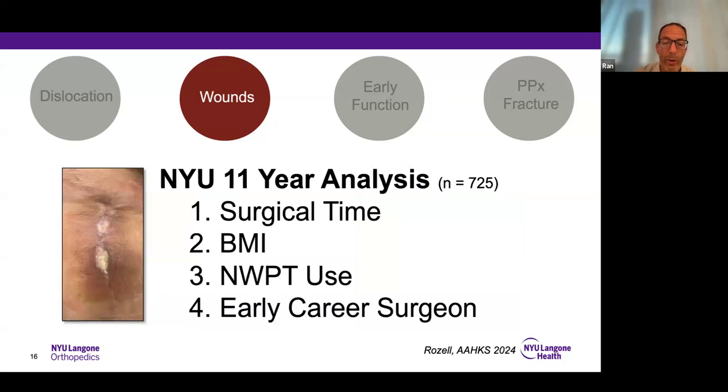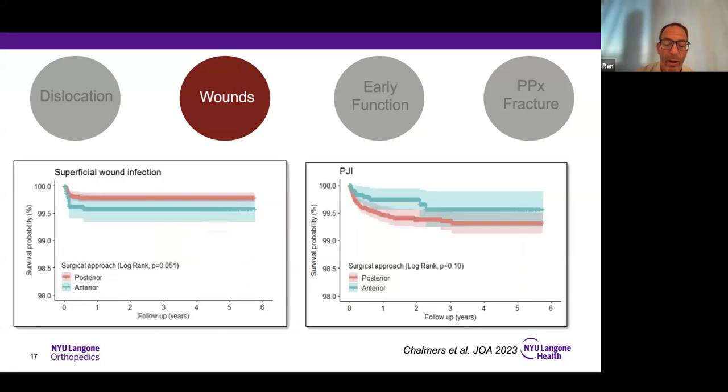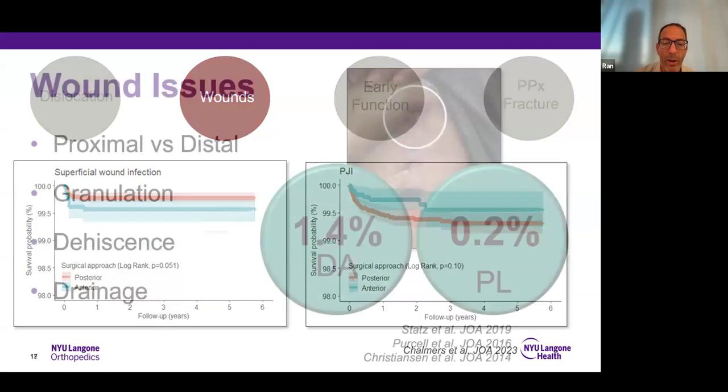So when we look at NYU data, surgical time, patient weight, using negative pressure dressings if you have them, and younger surgeons or earlier in their career, these were the risk factors that we found. We did find that some approaches that are more next to the groin or dirty areas have a slightly higher rate of infection, or wound complication to be more accurate.